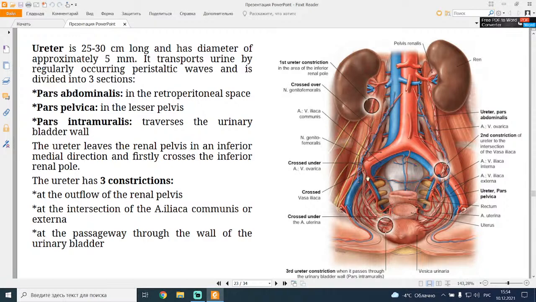Urethra, 3 parts: pars abdominalis, pars pelvica, pars intramuralis. 3 constrictions. This one is near the renal pelvis, in the area of the inferior renal pole. Then the intersection of the vasa iliaca, and the 3rd constriction in the urinary bladder wall, when it passes through the urinary bladder wall. 3 constrictions, 3 parts.